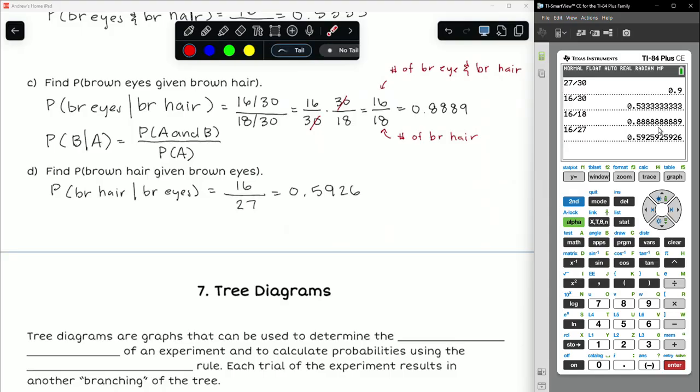What that means is, knowing that my student has brown eyes, there's a 59.26% chance they also have brown hair. Notice that's different than the other direction. Knowing they have brown hair, there's an 88.89% chance they also have brown eyes. So when we're talking about conditionals, which one is in back, which one we know has already happened, will affect the answer that we get.